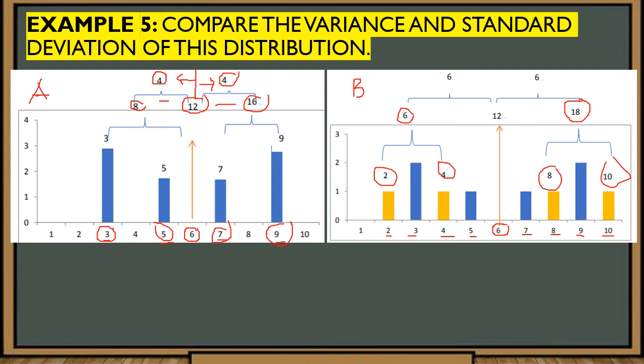Next, we're going to get the average of 6 and 18. So 6 plus 18 is 24, divided by 2 because we only have two values. So the average, or the mean, is 12. This is the new mean.